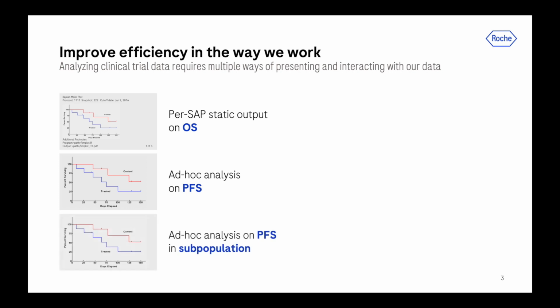Then maybe another week later, a different scientist asked to see the PFS data in a subset of patients who tested positive for some genetic mutation at baseline. For the scientist interpreting the result, much time is spent on waiting for someone to attend to their request. And then for us data scientists, we repeat a lot of redundant work in order to deliver on some very small changes. So what can we actually do to improve efficiency?